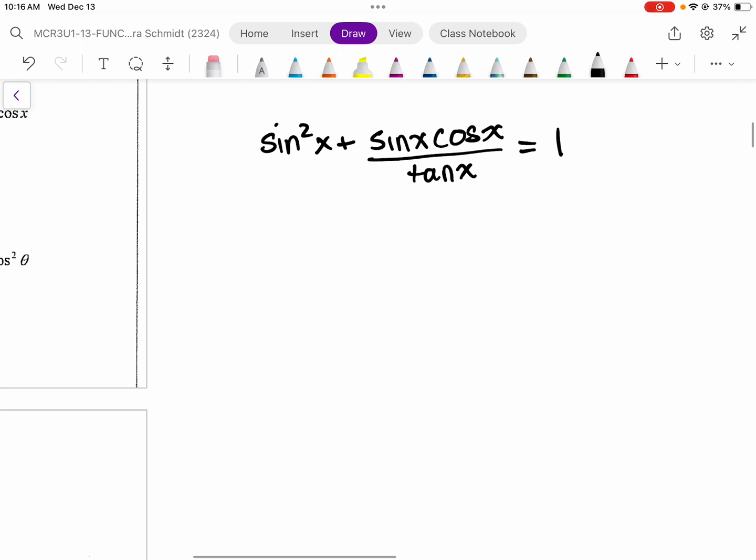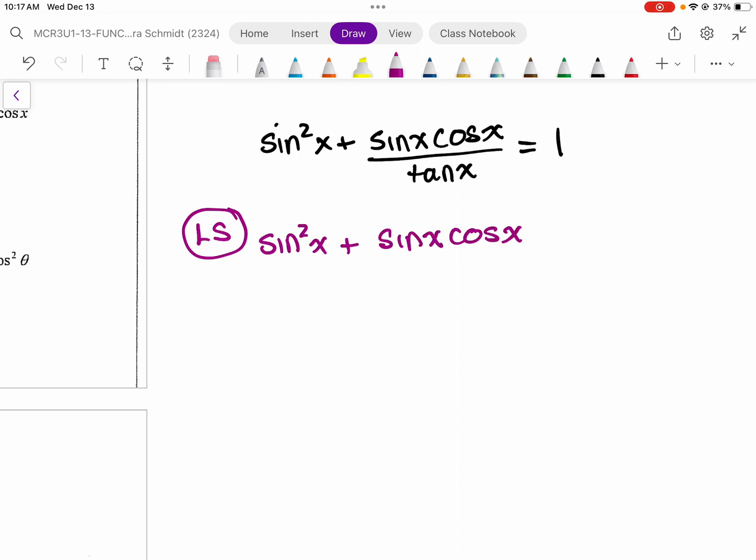Okay, so clearly my left side looks way trickier. So let's start with my left side. I've got sine squared x plus sine x cos x over tan x, and I have to make that equal to 1 somehow.